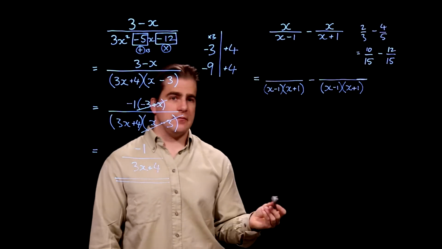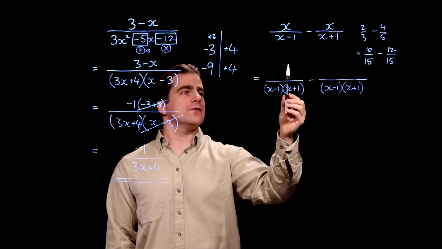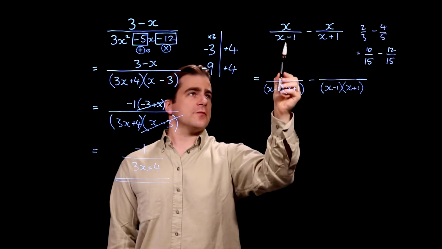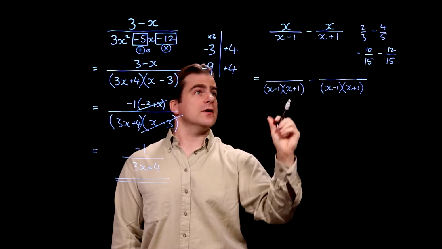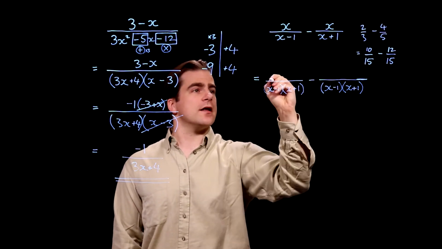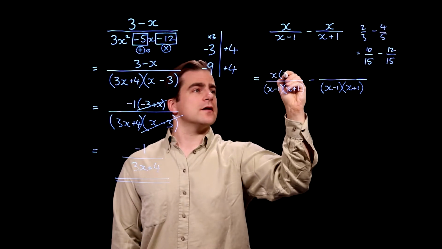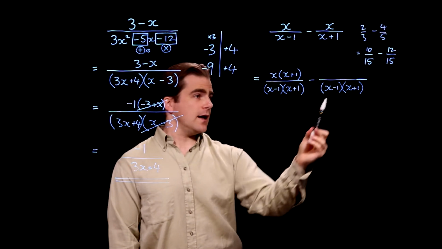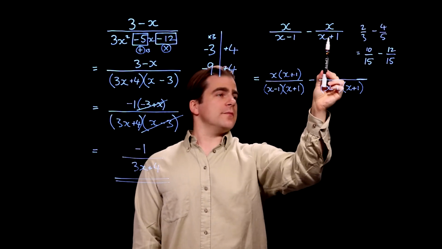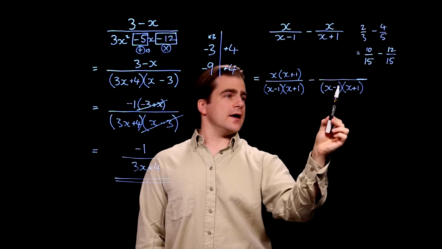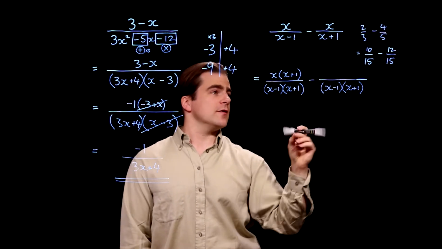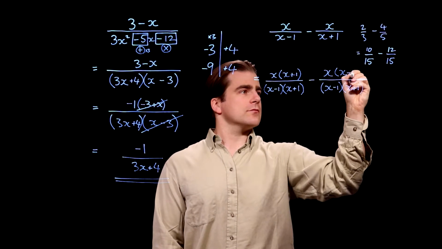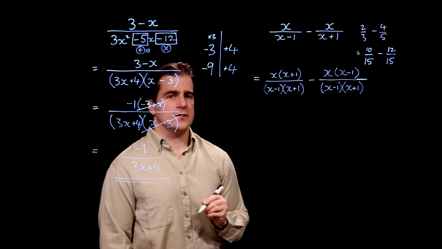Right, same thing. You ask yourself, what did I multiply this by to get the bottom? You multiplied x minus 1 by x plus 1, so you do the same to the top. So you multiply x by x plus 1. And again, what did I multiply this by to get that? I multiplied it by x minus 1, so I have to multiply the top by x minus 1. Good.